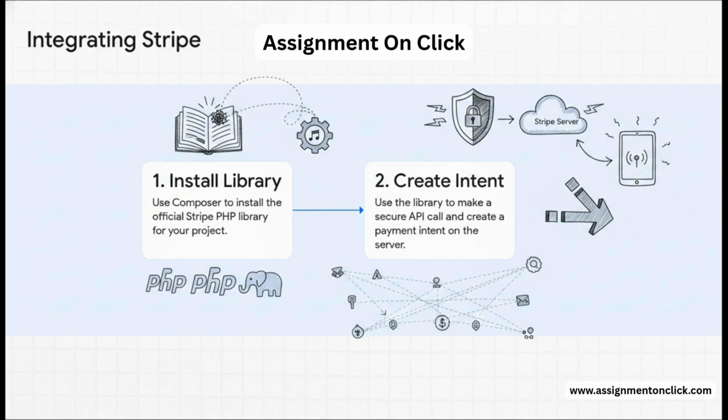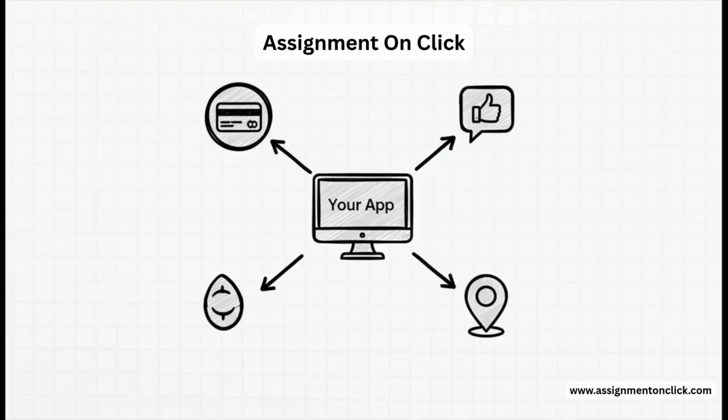First, you'd use a tool called Composer to pull in Stripe's official PHP code library. Then, in your own code, you make a secure API call from your server to Stripe's server. This single line of code tells Stripe, hey, create a new payment for this amount. You see? You're using these API concepts we just talked about to connect your app to a massive, secure external service.